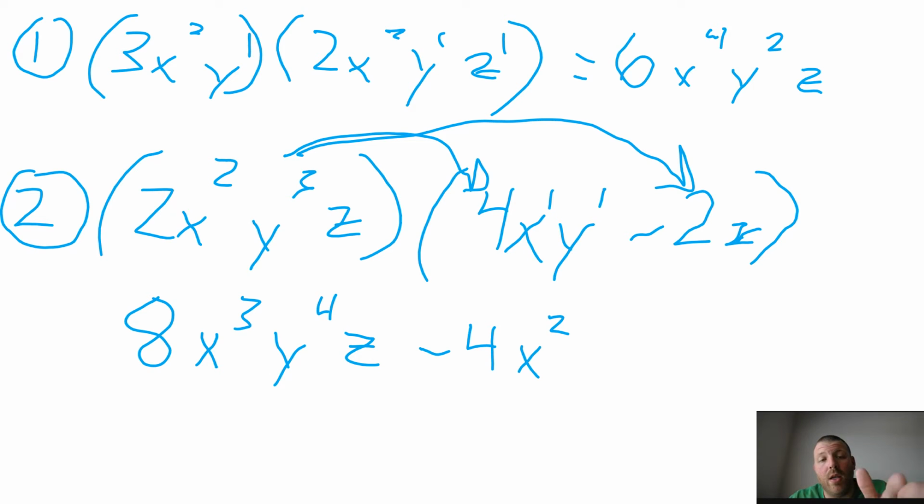Okay, we're going to take y cubed times no y's, and that's going to be y cubed. And I have a z and a z, so that makes 2 z's, so z squared.